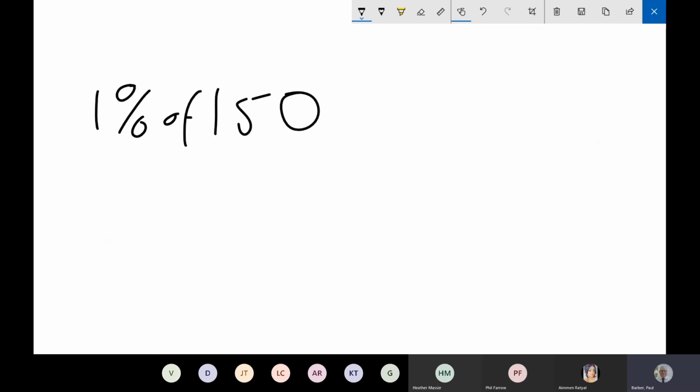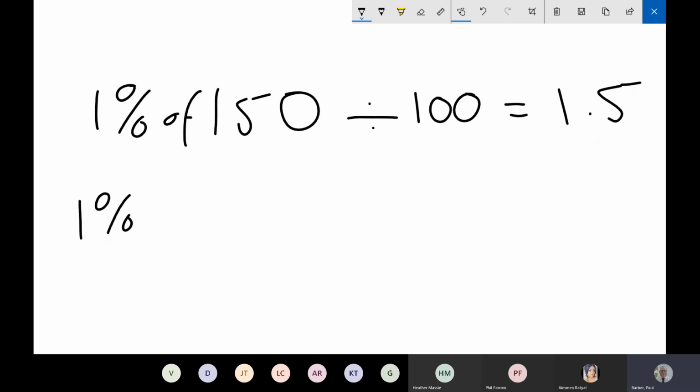So if we have 150 cars or 150 pizzas or whatever it might be, to work out a percentage, all we want to do is split it into 100. So all we need to do is divide, which is the maths calculation we do for splitting something up. We divide it by 100, which in this case gives us 1.5. So 1% in this case is 1.5.